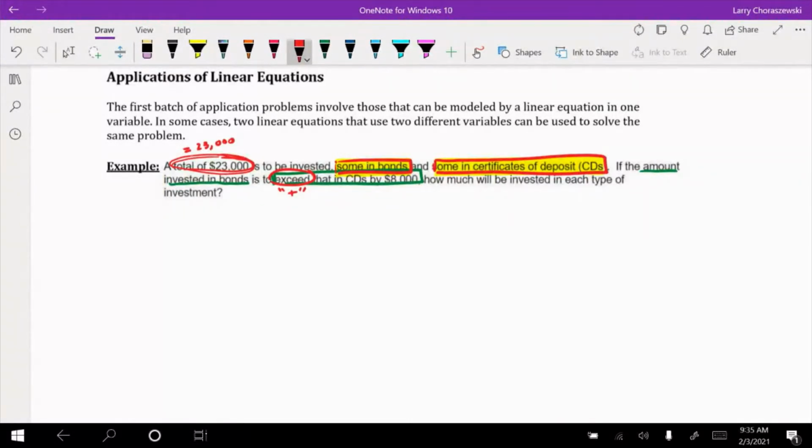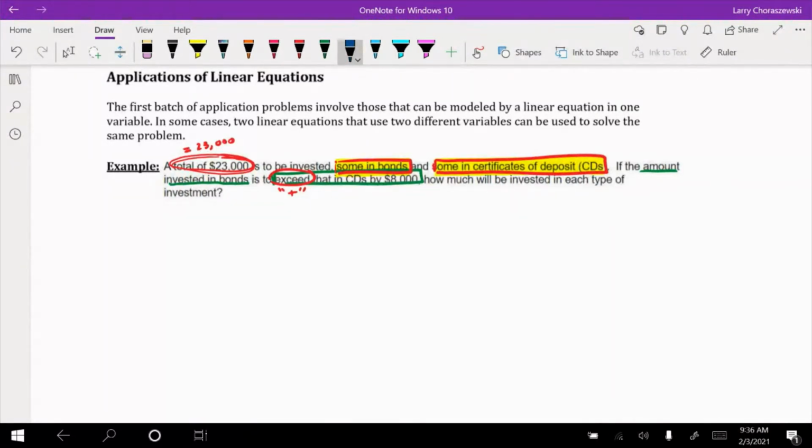So everything making sense so far, folks? Now, notice that we don't have the amount in bonds specified or the amount in CD specified. These are opportunities for variables. So we get to choose which variables we want to use since they don't force any upon us. And you want to use variables that will help the problem make more sense to you.